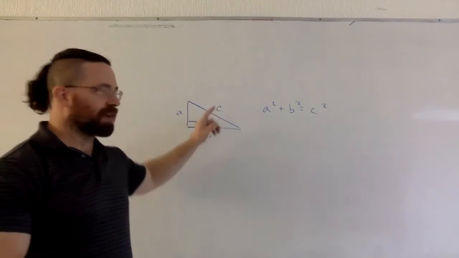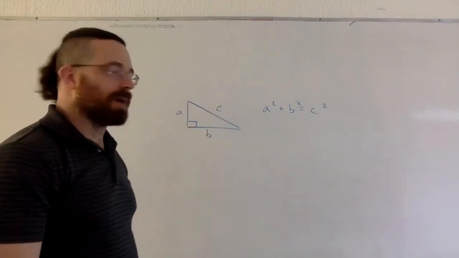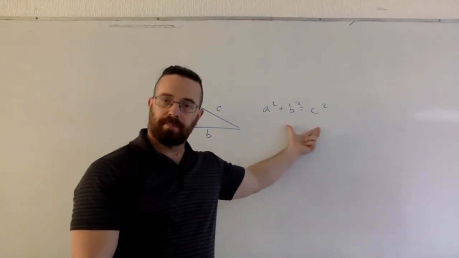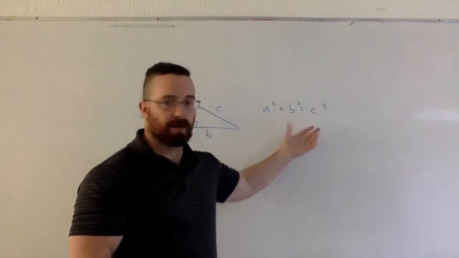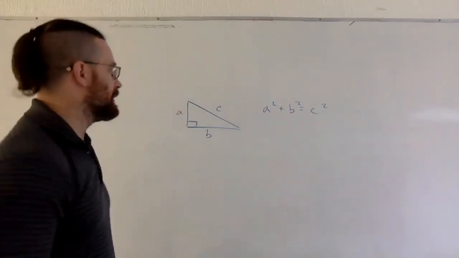Whenever I have a right triangle where I'm trying to find a missing side, I can always do it by simply taking the numbers I have, plugging them into this formula, and then solving for whichever variable didn't have a number. Let me show you what I mean.